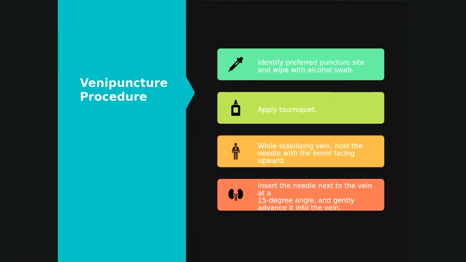As far as the venipuncture procedure, again, identify your preferred puncture site and wipe with an alcohol swab. Make sure you cleanse the area thoroughly and accurately. You want to apply a tourniquet to the patient. And when you apply the tourniquet, what you're doing is stopping the blood flow so that the vein actually swells, and then you can feel it under the surface.